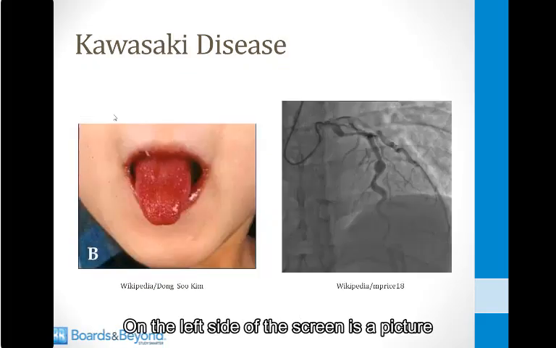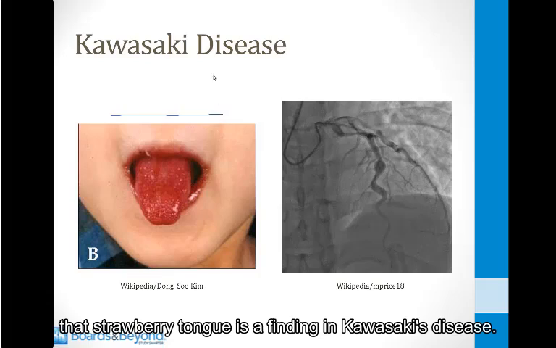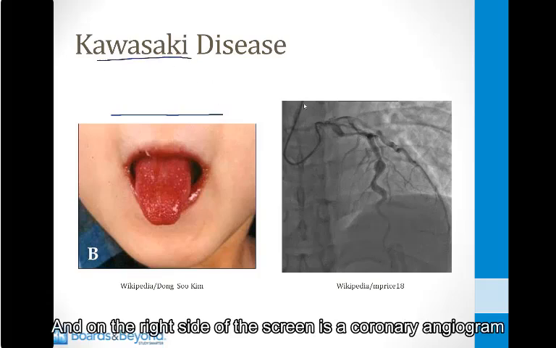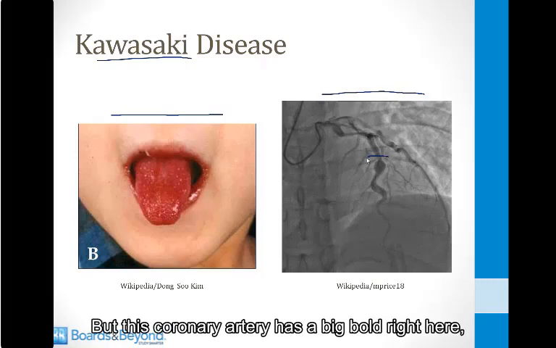On the left side of the screen is a picture of a child with a bright red tongue to remind you that strawberry tongue is a finding in Kawasaki's disease. And on the right side of the screen is a coronary angiogram. Now, children should have very, very healthy coronary arteries, but this coronary artery has a big bulge right here.